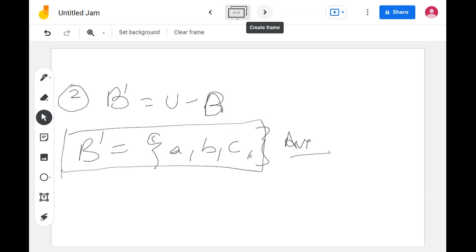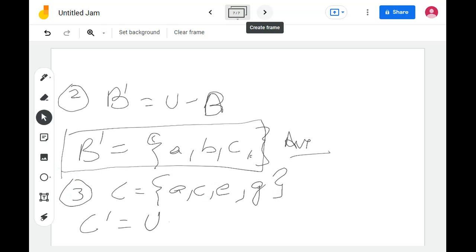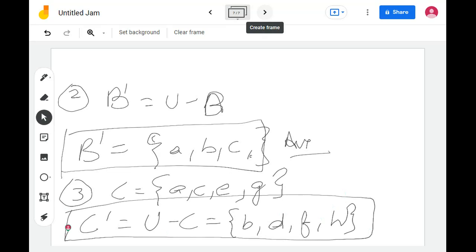Now we are shifting to the third part, the C. C is given as A C E G. This is the given set C, and C complement we find is universal minus of C, and what we get is B D F H. This is the one which does not belong to C. Universal minus of C means which does not belong to C. B D F H. This is the answer. I hope you got it.